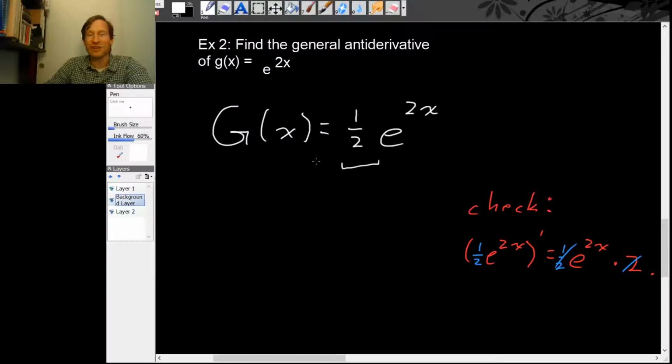So this is a correct guess for an antiderivative, but remember, this isn't the most general antiderivative. You can add any constant and come up with another antiderivative. So the most general antiderivative for the function g is 1/2 e to the 2x plus any constant.